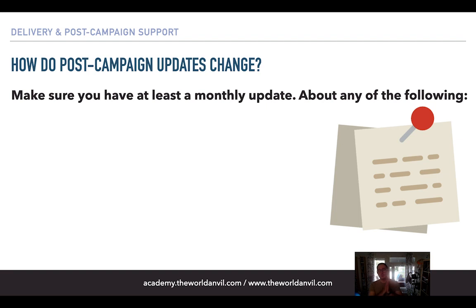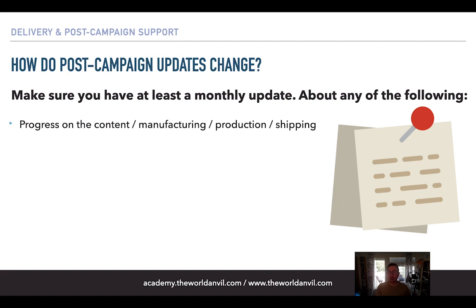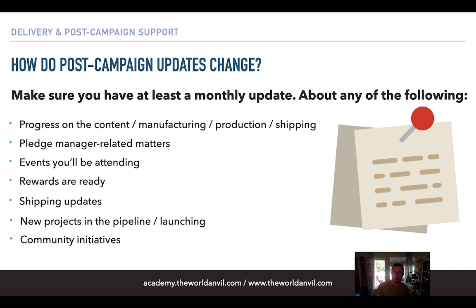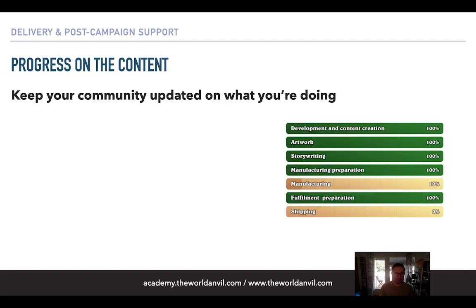How do you do post-campaign updates? How do they change? First of all, you need to make sure to have at least one monthly update. About what? About any of the following: progress on the content, manufacturing, production, and shipping, pledge manager related matters, events you'll be attending, when the rewards are ready, of course, shipping updates, and new projects in the pipeline launching, and the last one is community initiatives. Now we're going to look at each of them in detail.